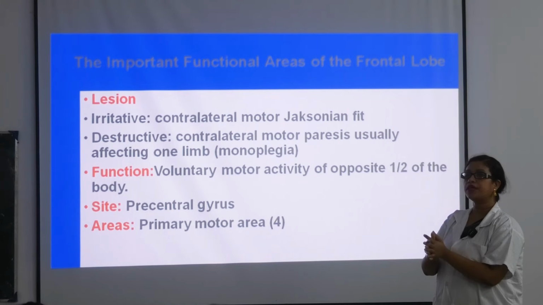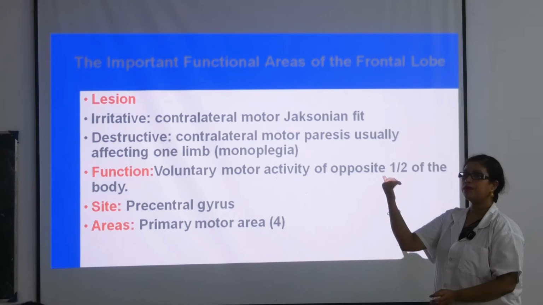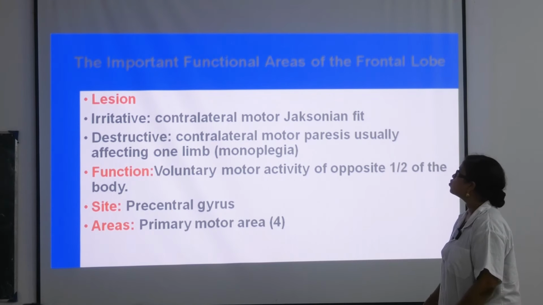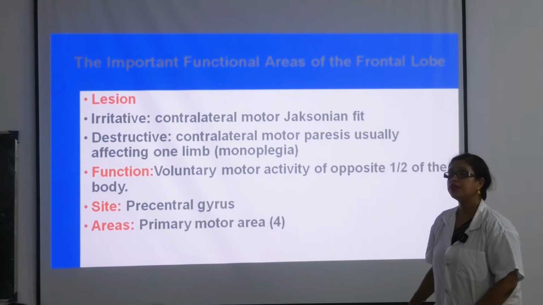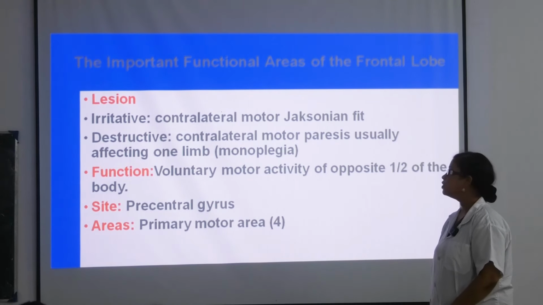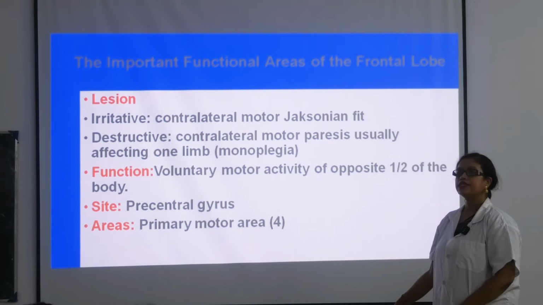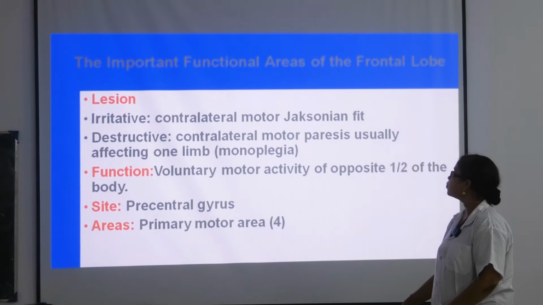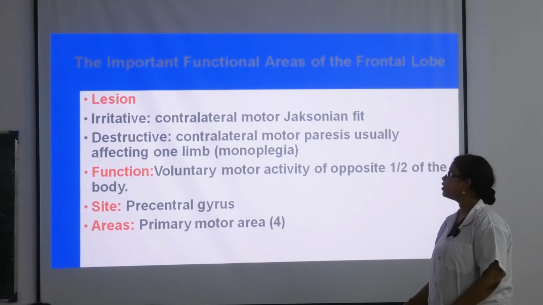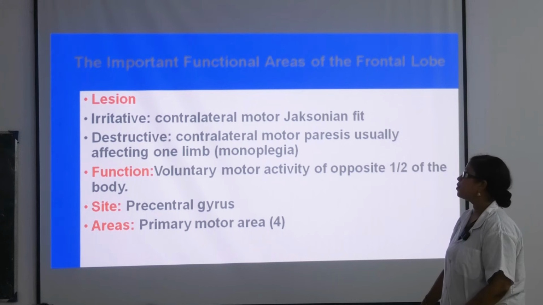যদি ধর কারোর হেমারেজ হয়েছে বা ইনফ্রাক্ট হয়েছে লেফট হেমিস্ফিয়ারে, তার হেমিপ্লেজিয়া কোথায় হবে? রাইটে, অপোজিট হবে. ওকে, সো কন্ট্রাল্যাটেরাল মোটর জ্যাকসনিয়ান ফিট, মেক আনসার শর্ট নোট. ওকে, একটু ভালো করে দেখে নিবি হোয়াট ইজ জ্যাকসনিয়ান ফিট. ওকে, so this is caused due to irritative lesion. Then next one is the destructive lesion. So destructive lesion is the motor paralysis affecting only one limb. ঠিক আছে, one sided হবে, and function কি হবে? Voluntary motor activity of the opposite half of the body.